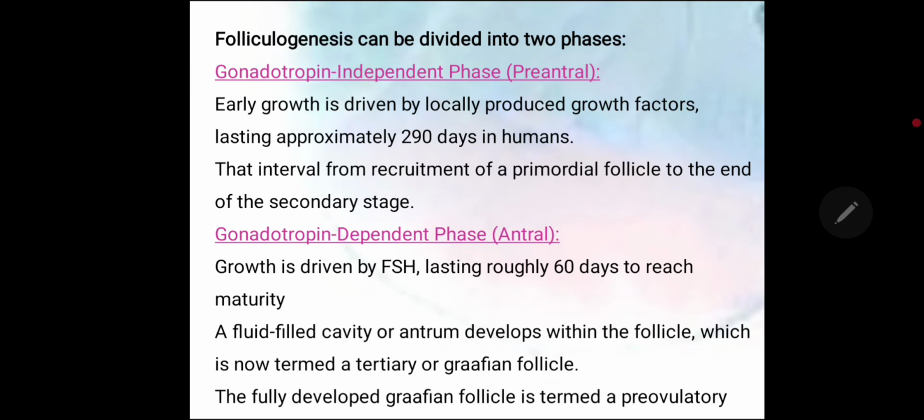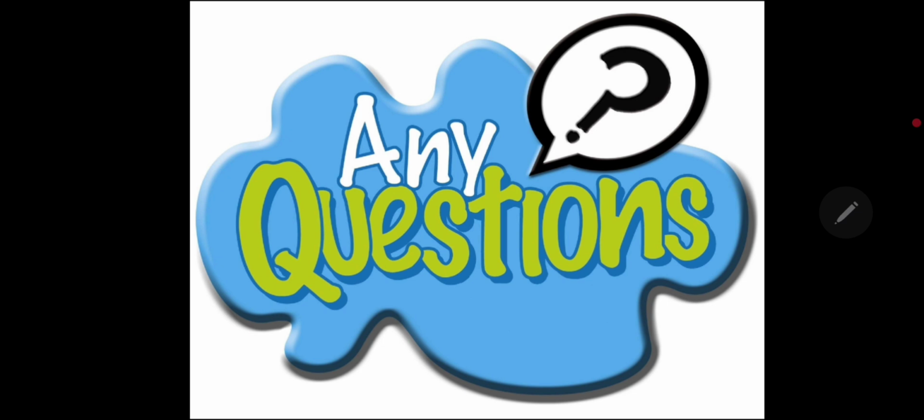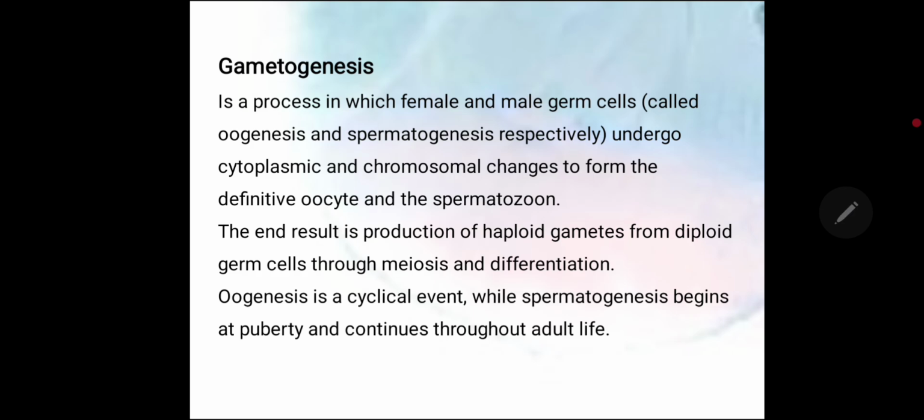According to gonadotropin, we can divide folliculogenesis into two phases, gonadotropin-dependent and independent. Pre-antral, which contains primordial, primary, and secondary follicles, is the gonadotropin-independent phase. This stage of growth depends on growth factors produced locally by the follicle. And from the antral or tertiary follicle, growth depends on follicle stimulating hormone, which is released from the anterior pituitary gland. By now, we have discussed folliculogenesis in detail, stages and phases. So we'll talk about gametogenesis.